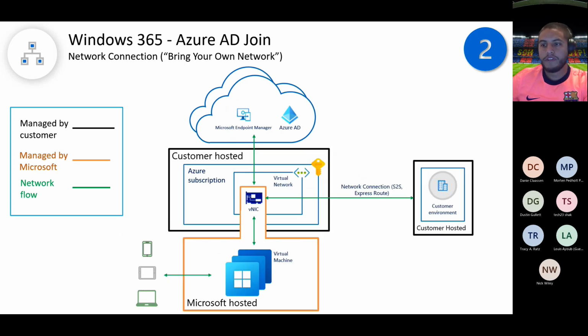All right, so now we're going to move into option 2. Option 2 tells us that at this point we have a customer that maybe wants to bring their network, right? With a Windows 365 Azure AD join, with Bring Your Own Network, you give the ability to add the customer network layer architecture for your cloud PCs.